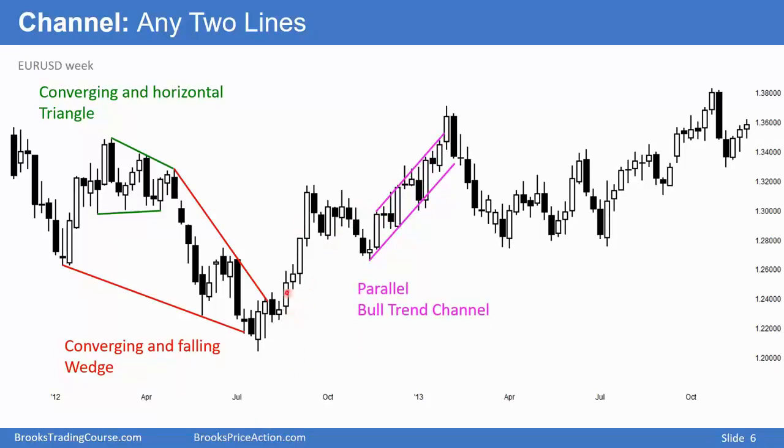A bull breakout or a spike, and then a pullback and a channel. So it's a spike and channel bull trend. Fairly tight channel, but it's still a bull trend channel.